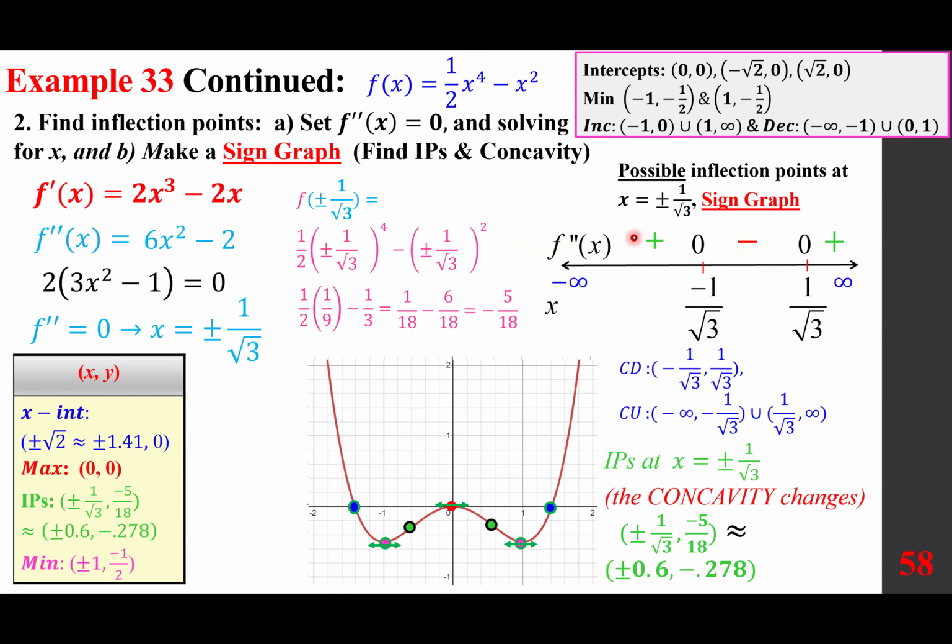Now notice, this is the local minimum, this is a local minimum, this is a local maximum. The function is concave up until it hits this point, which is the IP, concave down until it hits this point, concave up. The function is decreasing, increasing, decreasing, increasing. Everything that we discussed as far as calculus is concerned, we can see it here.